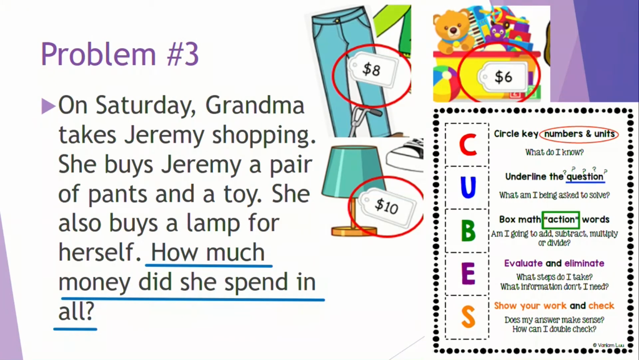Then we're going to do B, box the action words. Again, this one's like the first one, spend in all. In all tells us we need to add or subtract. That's right, we need to add for this one.